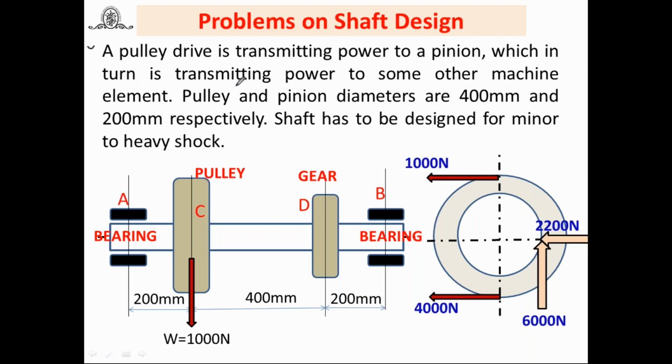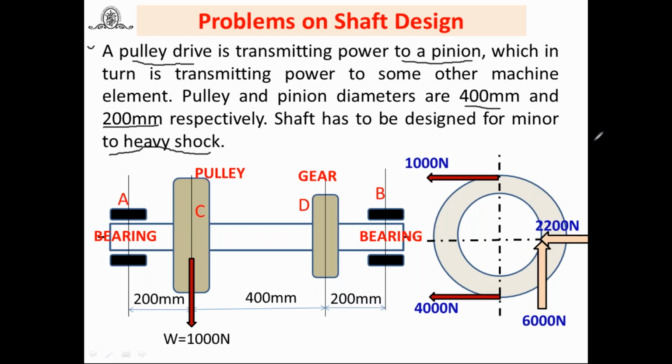Look at this here. A pulley drive is transmitting power to a pinion. There is a pulley which transmits power to a pinion, which in turn transmits power to some other machine. That means through this gear pair, power is transmitted to some machine or machine element. Pulley and pinion diameters are 400 mm and 200 mm respectively. The shaft has to be designed for minor to heavy shock, so you can consider the heavy shock condition for kb and kt while selecting the value of the shock and fatigue factor for bending and the shock and fatigue factor for torsional moment.